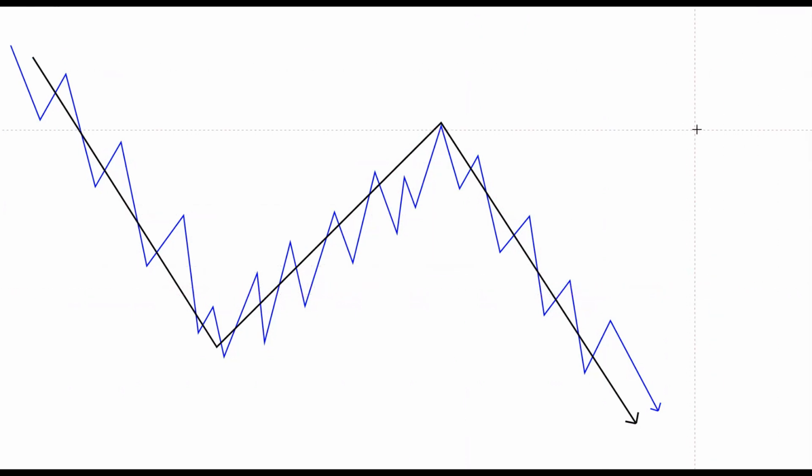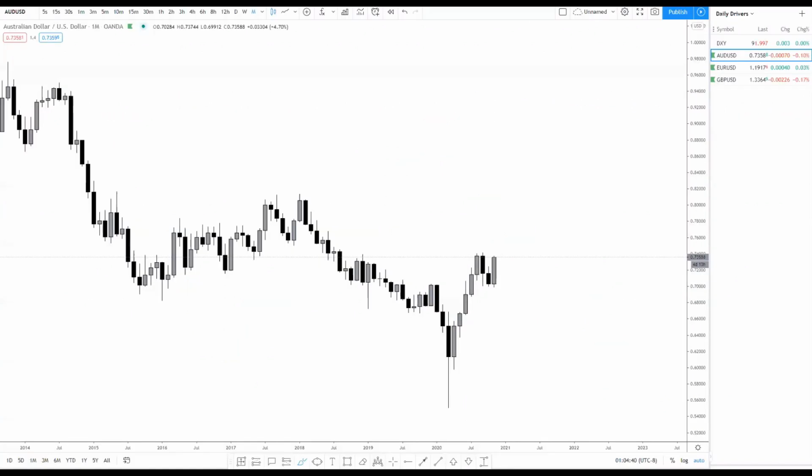Let's move on to looking at a chart and marking out some actual structure. So in this part, I'm going to speed up a little bit.